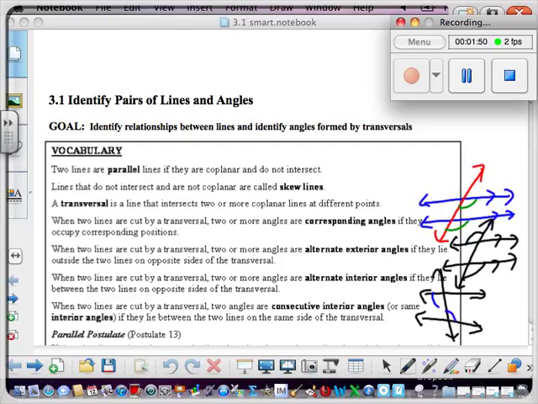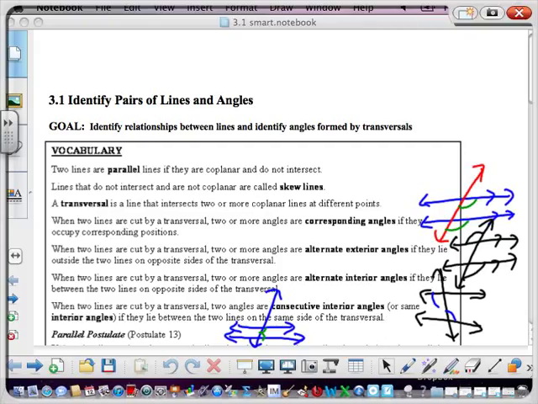We've got consecutive interior angles. All of those angles, corresponding, alternate exterior, alternate interior, are congruent to each other. Consecutive interior angles are supplementary. That means they're inside the two lines and on the same side. We've got the parallel postulate: if there's a line and a point not on the line, there's exactly one line through the point that can be parallel to the line. Perpendicular postulate: given a line and a point not on the line, there's exactly one line through the point that is perpendicular to the given line.